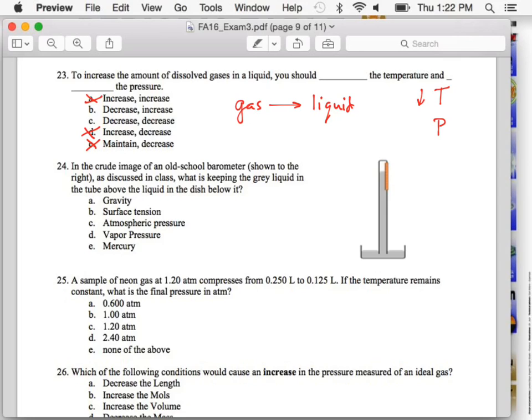What do we do with the pressure? What do you think? When you put pressure on certain gases, it turns them into a liquid. If we increase the pressure, what's happening? We're making sure they can't move as much. Well, liquid can't move as much. So if I increase the pressure, I'm now making it more like a liquid. So I want to increase the pressure. The answer that decreases the temperature and increases the pressure, B.